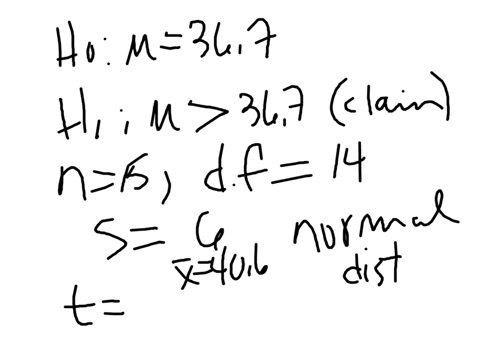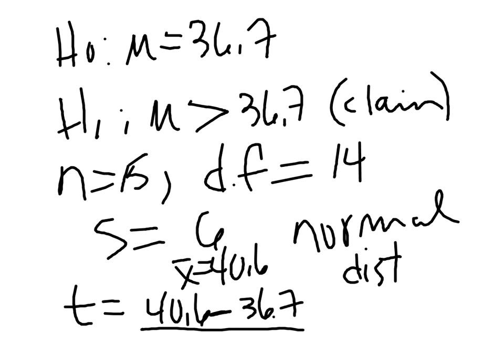Sometimes I'm not familiar with the actual units, and I confess I don't do a lot of jogging. But anyway, we would end up with 40.6 minus 36.7, divided by our sample standard deviation, which is 6, divided by the square root of our sample size, 15, and that turns out to give us 2.517.